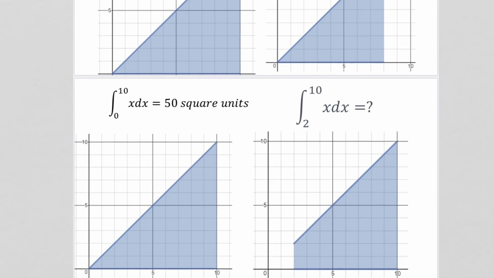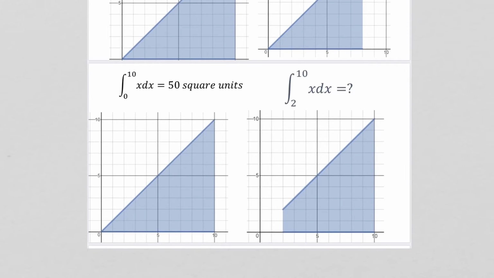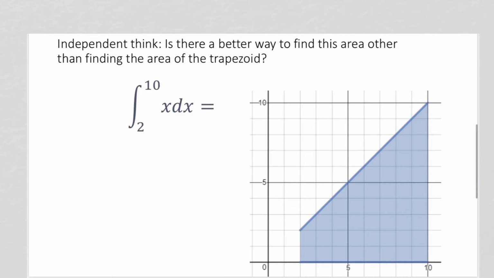But what about if we do the integral from 2 to 10 under y equals x? So now it's not a triangle anymore, right? Now it's actually a trapezoid. So how can we find that area? Well, there is a trapezoidal formula, right? But I'm wondering if you can think of a better way or a different way of finding this area other than using the area of a trapezoid, which is just kind of an annoying formula.